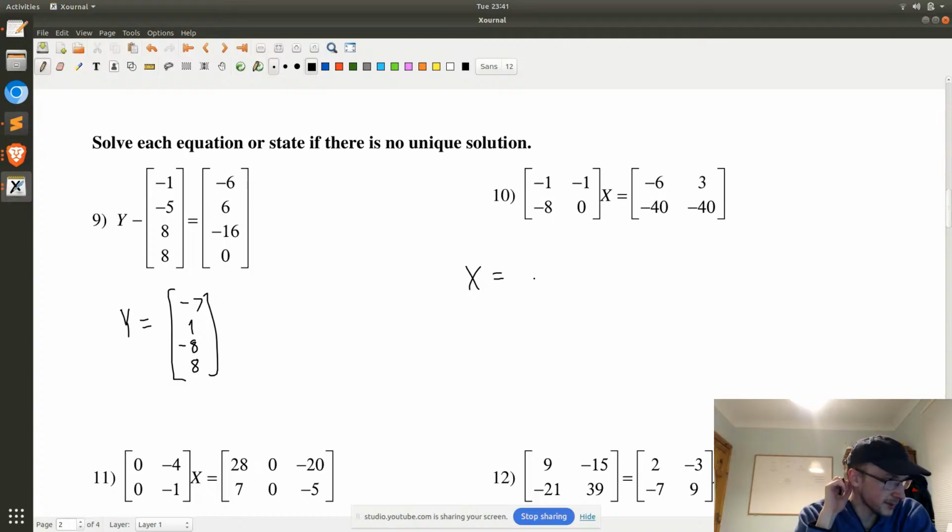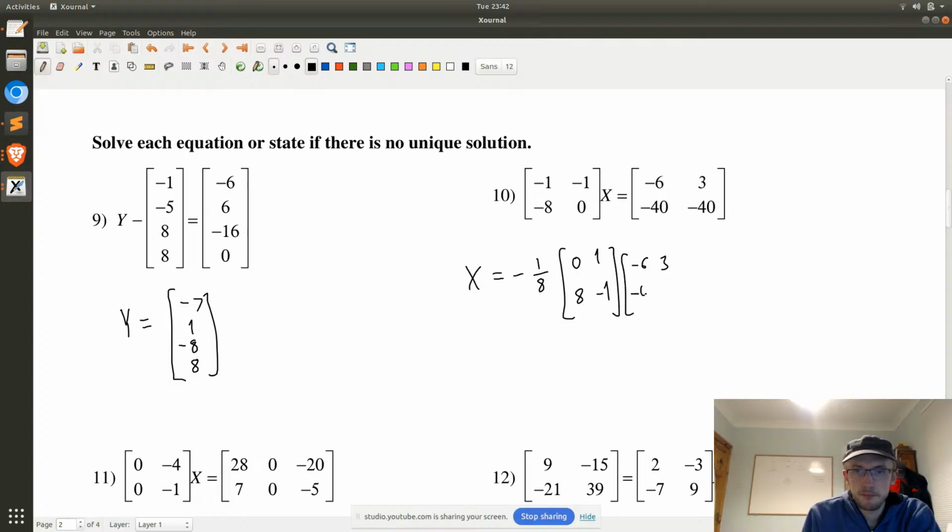Or 0 minus 8, which is minus 8. And so minus an eighth of, swap them, negate them, and matrix multiply.